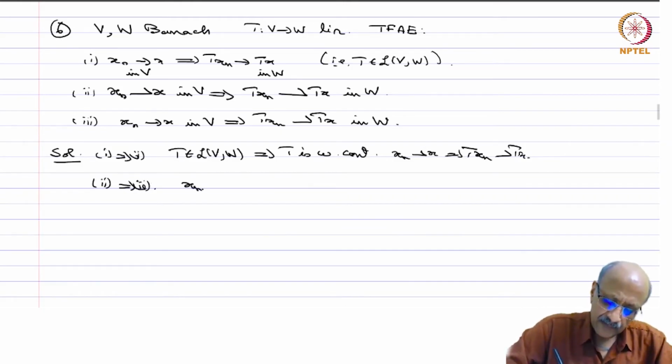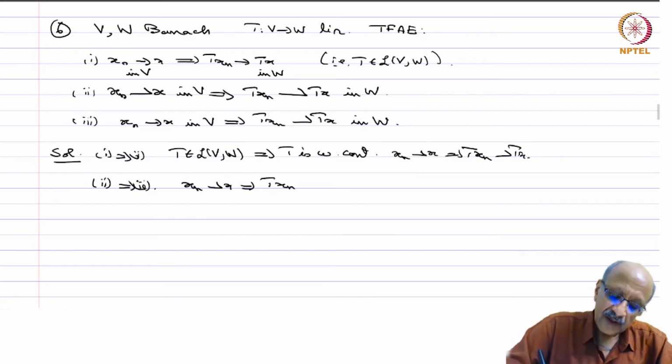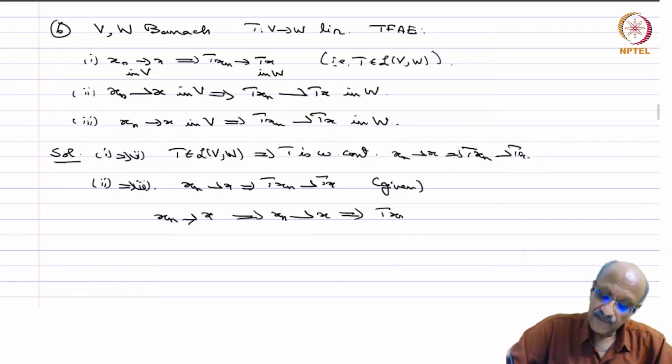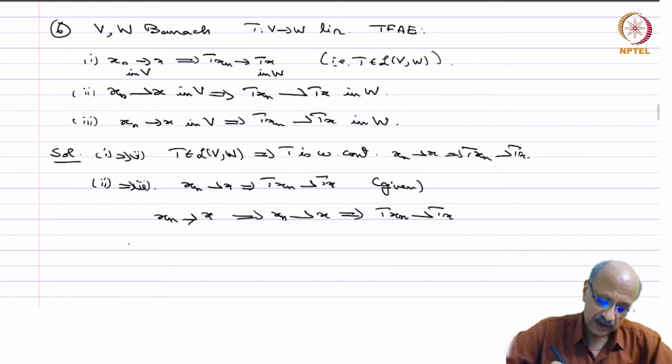So Xn weakly converges to X implies Txn weakly converges to Tx. That is given. So if Xn goes to X strongly in V, this implies Xn converges to X weakly, and therefore this implies that Txn converges to Tx weakly. So that is just the statement 2. So then 3 implies 1.